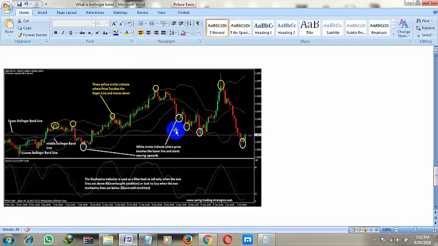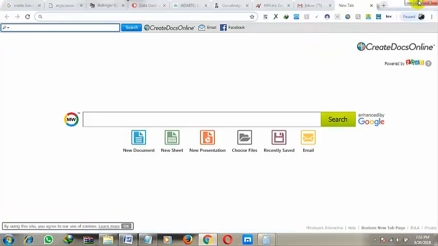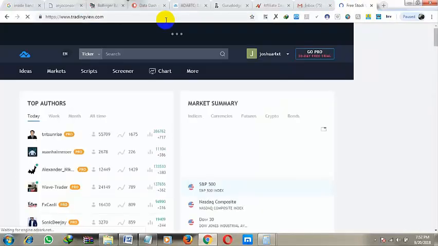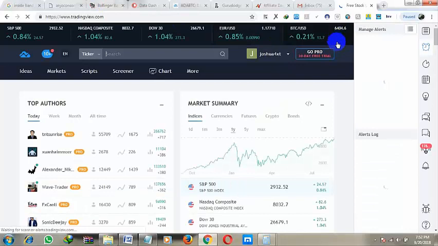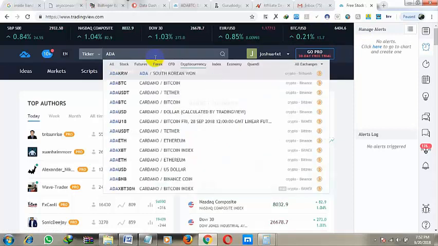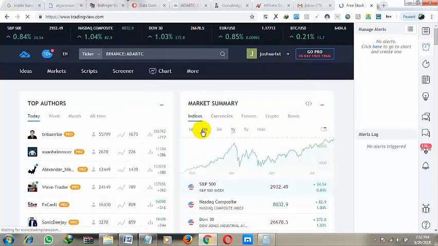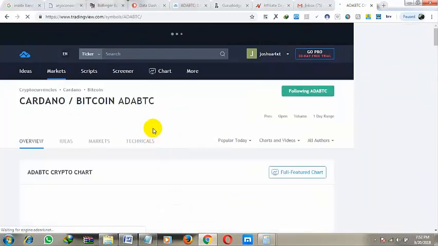That's not too small. Now let's get down to the real thing by going to our charts and see how to apply this on live trade. So first thing you do is to go to tradingview.com. You sign in. It's a very simple thing. You create an account on TradingView, sign in, look for the coin you want to analyze. So let's say ADA for Cardano, ADA BTC. So I click on ADA BTC.